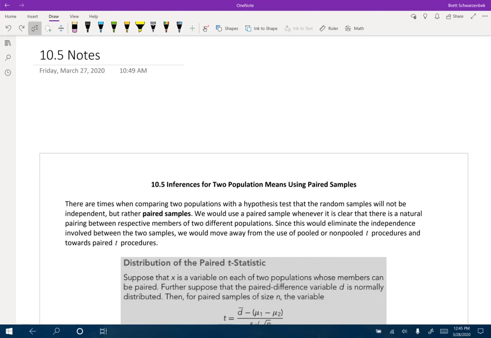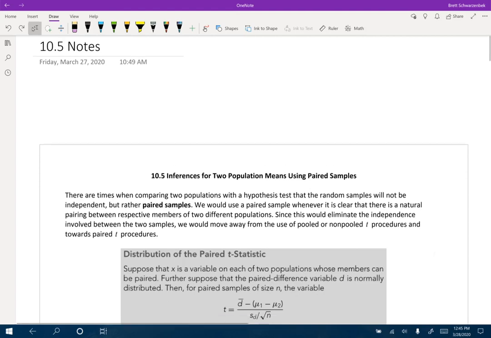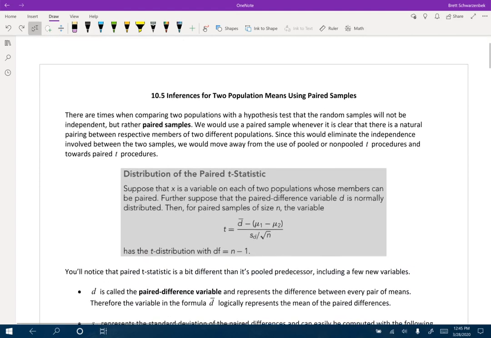Okay, this is the 10-5 notes for statistics honors. Just a side note here that we don't do section 10.4. So if you're wondering why we skipped it, we don't cover that. It's not in the curriculum.